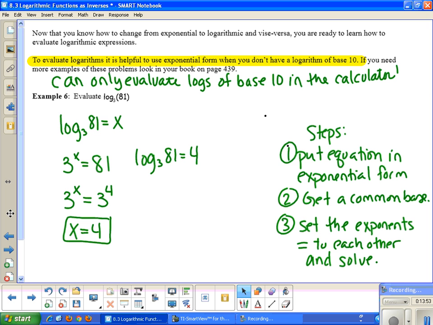And if you want to check your answer by putting it back in exponential form: 3 to the fourth power, is that equal to 81? And do it on your calculator. Yes, it is, so it checks out.